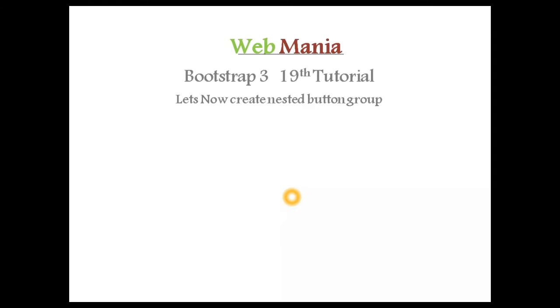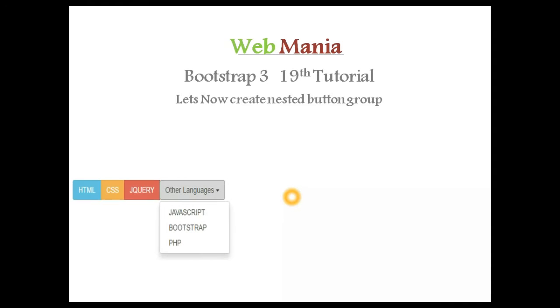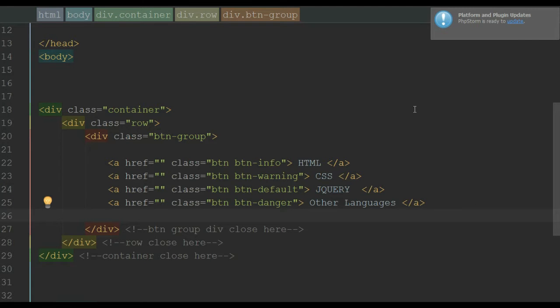Now let's create a nested button group. We want this layout to be achieved. Here you can see these three buttons, and then we have a drop down menu, and in our drop down menu we have other languages. When we click on this, we want our drop down menu items to appear, and when we click back on this, we want our drop down menu to disappear. So let's create this. This is our editor, and here you can see we have 4 anchor elements, which are HTML, CSS, jQuery, and other languages.